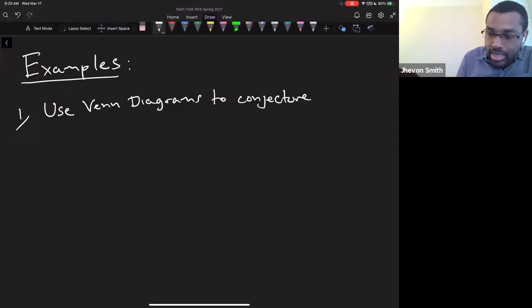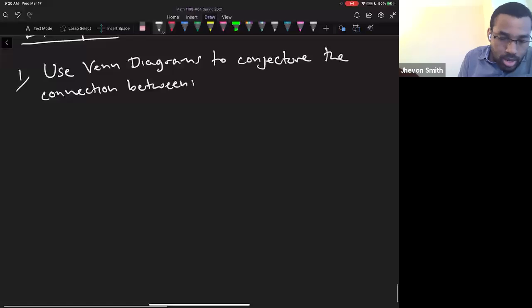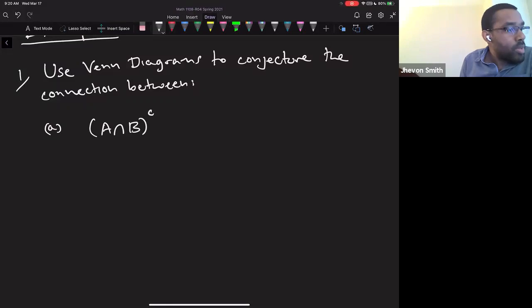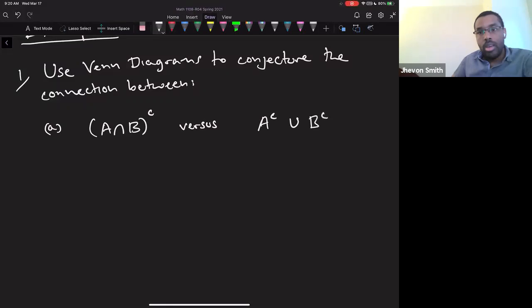We can make a guess about the connection between these sets. So I want you to look at this set, A intersect B, and I want you to find its complement, versus I want you to find A complement and then union that with B complement. Draw a Venn diagram for each one. Tell me what you think. How do they relate to each other?